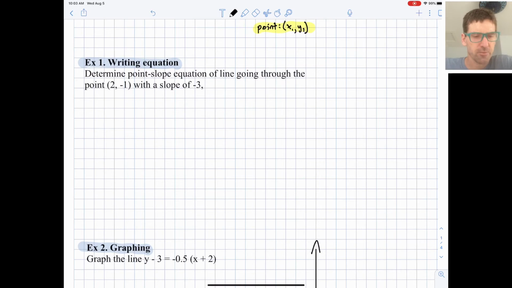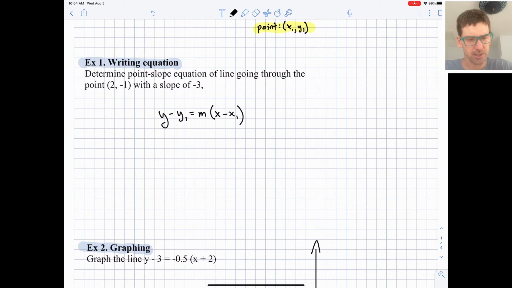So we want to determine the point-slope equation of a line going through the point 2, -1 with a slope of -3. For these, I really always like to write out my point-slope form first, even though I've been doing this a long time. And then I just want to plug some things in. I'm going to take a few more steps than I need to, to really show you each step. I think it's valuable to take all these steps the first few times, but eventually you'll get a little more efficient with it.